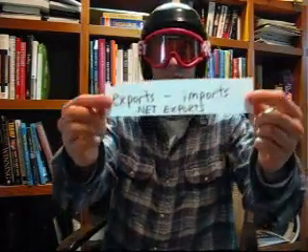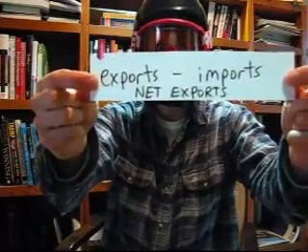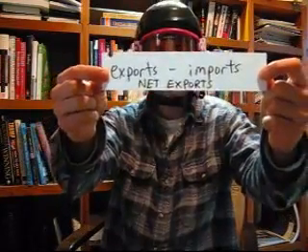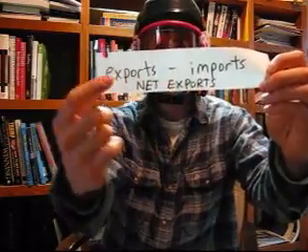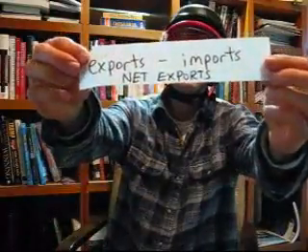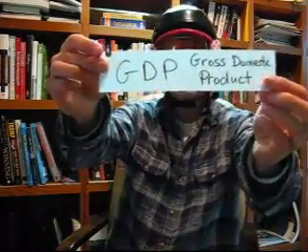So the final portion of GDP is exports minus imports. That's called net exports. Exports is the stuff that our country sells to other countries, and imports is stuff that we buy from the other countries. And we call the difference net exports. So that equals GDP.